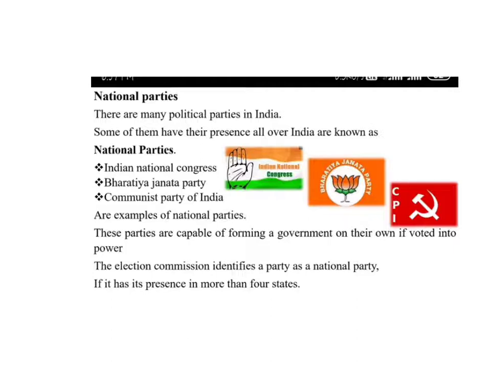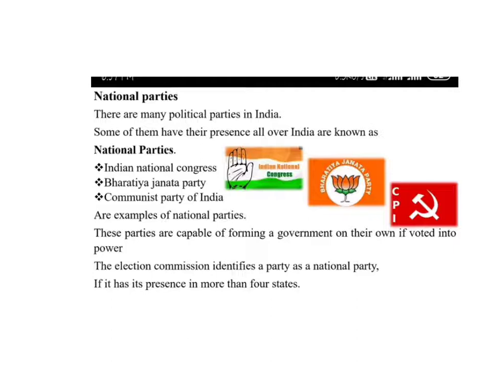You can see the symbol of the Indian National Congress, a hand. Bharatiya Janata Party, BJP, is all over India. Even today the government of India is led by the BJP, a national party. They have the lotus flower as their election symbol. And third is the Communist Party of India, CPI, which has its own symbol. These are the national parties which have a presence all over India.